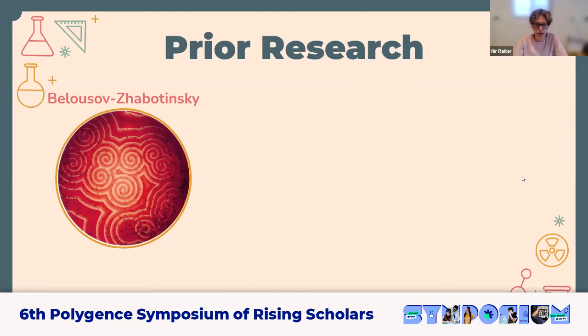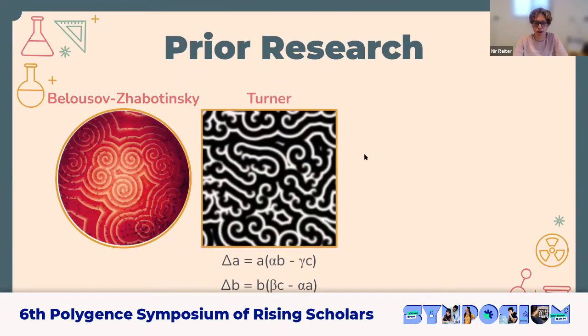The reaction has been simulated before. Here is an example I took from Turner. Notice the spirals are visible, although they don't look exactly the same because the reaction has been simplified into only 3 chemicals and 3 equations shown at the bottom.